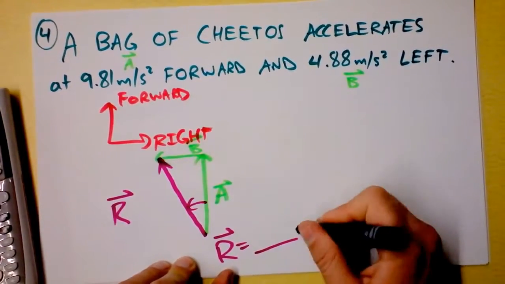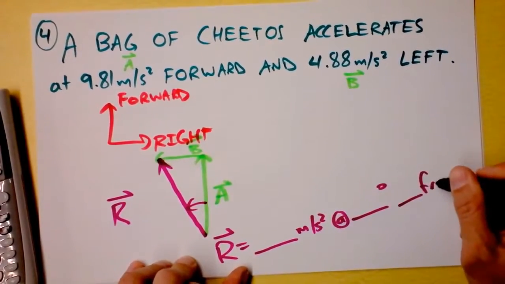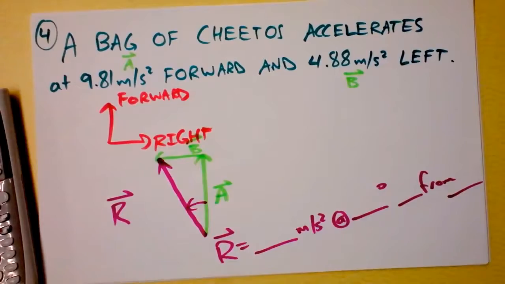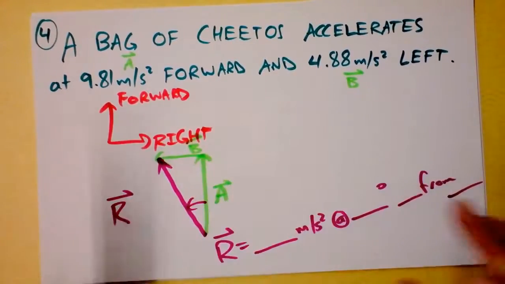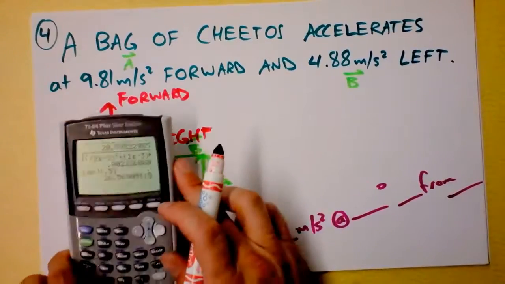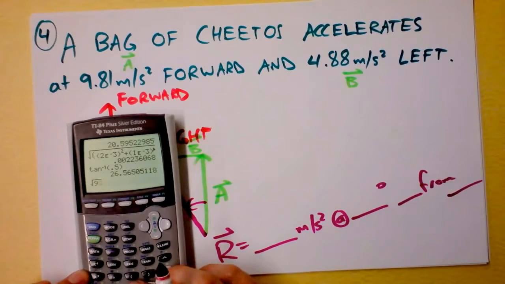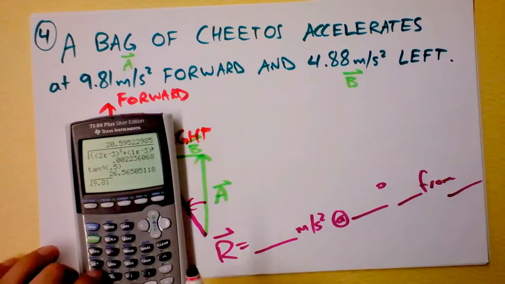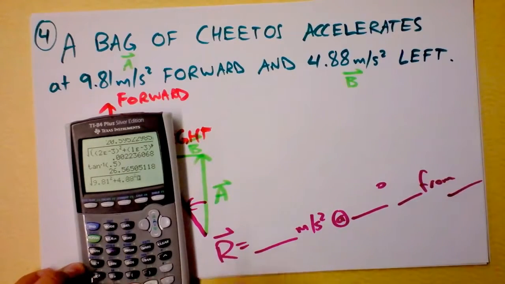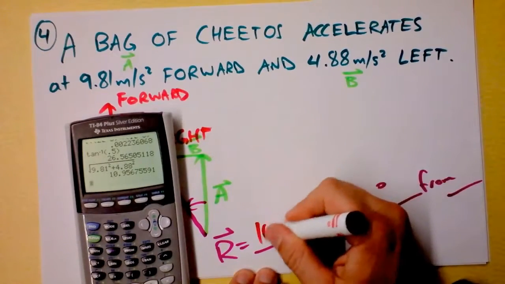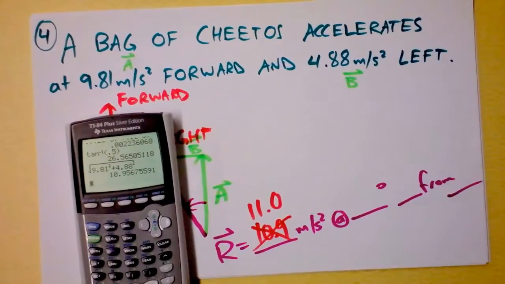Ara is blah, blah, blah, meters per second squared at what angle from what? Let's do it. You want to find out what that hypotenuse is, the length of Ara? Well, it's simply going to be the square root of 9.81 squared plus 4.88 squared equals. It looks like 10.9. Ah, it's 11.1. Gotcha. Sig figs.